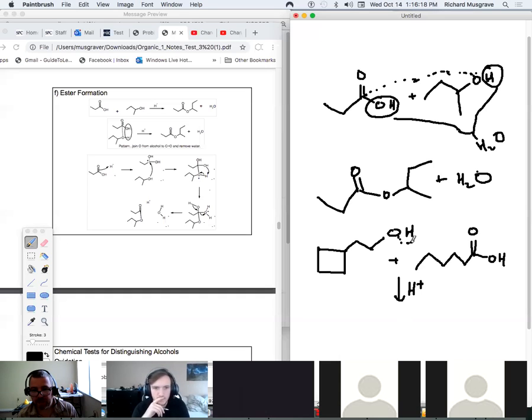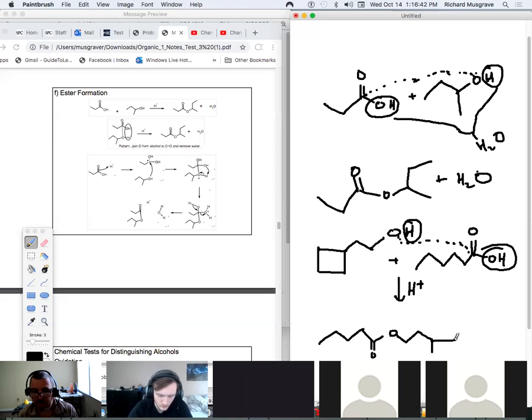So again, it's the OH from the alcohol that joins on to the C double bond O, and we lose the H off the alcohol and the OH. And what you should have come up with is something that looked like this. It might not look exactly like what I've got here. It probably won't in reality, but the bonds should all be pretty much in the same order. All right, that's what you should have gotten. Does anybody have any questions about this pattern?